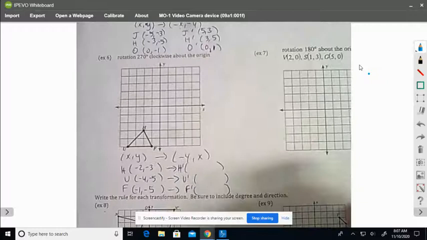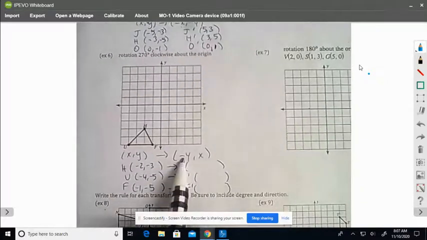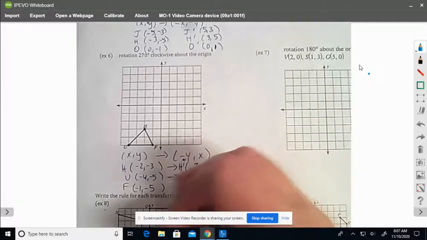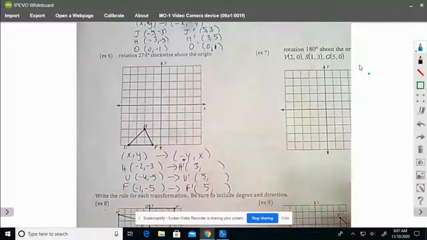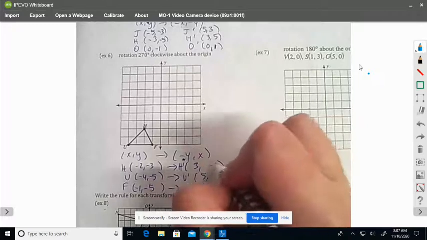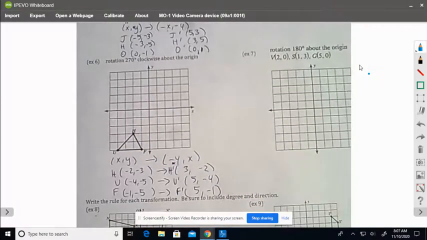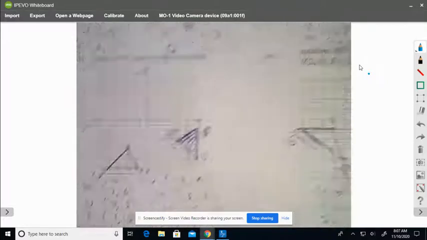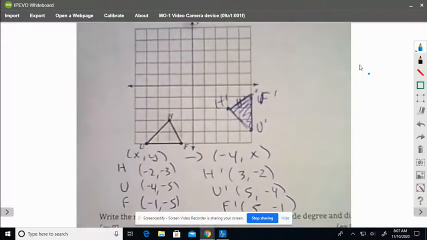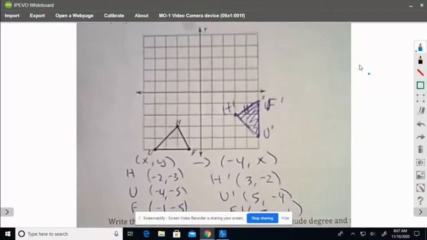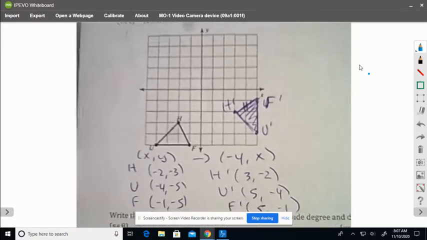Now I want to find the prime versions here. So I need to apply this rule. So I'm going to change the sign of all my y's. So that'll become a 3, a 5, a 5. And then I keep my x's the same. And then I'm going to go ahead and plot those points. If you want to pause here and try it yourself, go ahead. But your answer should look like this. Okay.